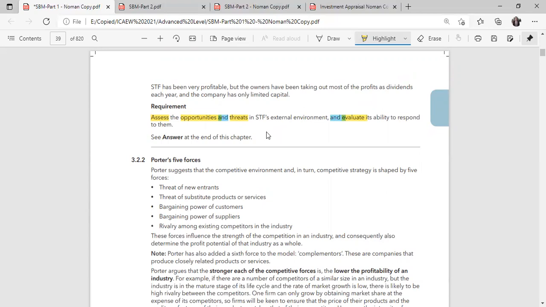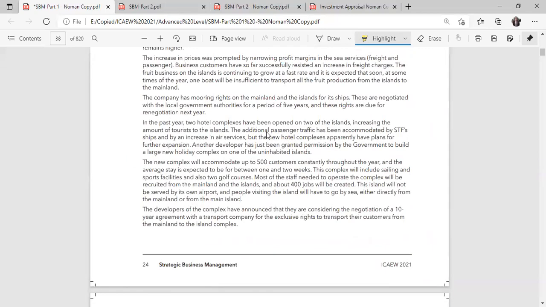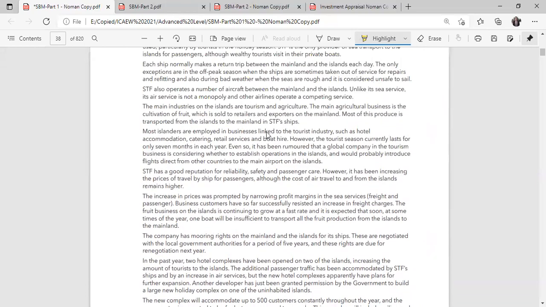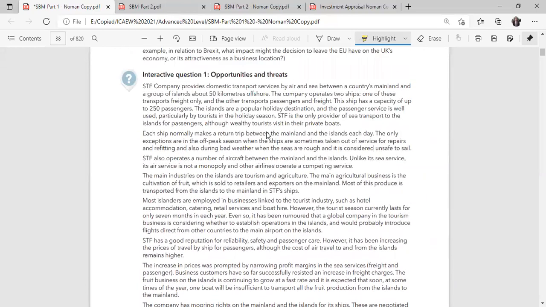But my advice would be you should highlight your requirement keywords. Now you have an idea and then you can move on. Otherwise, most of the students directly start with reading the scenario and lastly they read out the requirement.